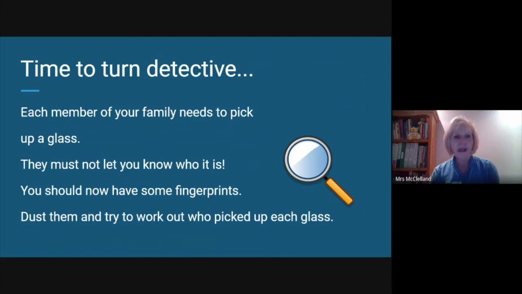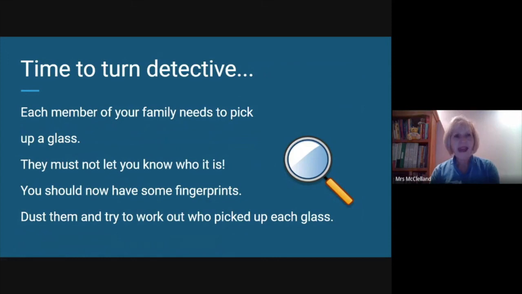If you dust them with powder, remember you can use talcum powder or icing sugar or flour. You might want to dust it on with a fine brush. So dust them. Lift it off with a piece of sticky tape, stick the tape down onto some dark paper and try and work out who picked up the glass. Learning about fingerprints is an interesting science, but it's also fun. So see how well you get on.